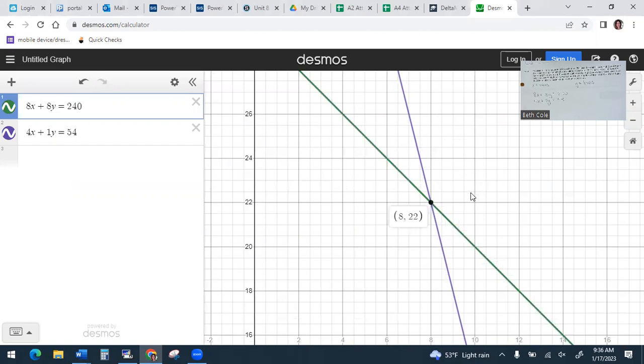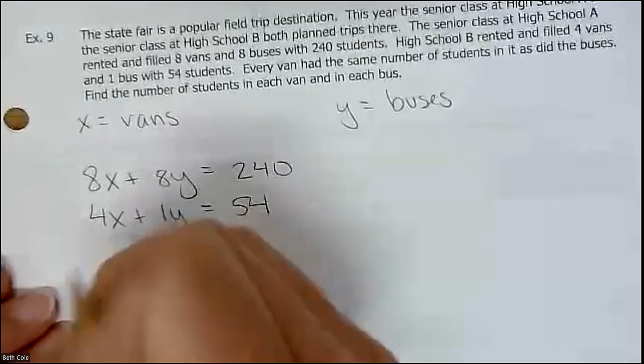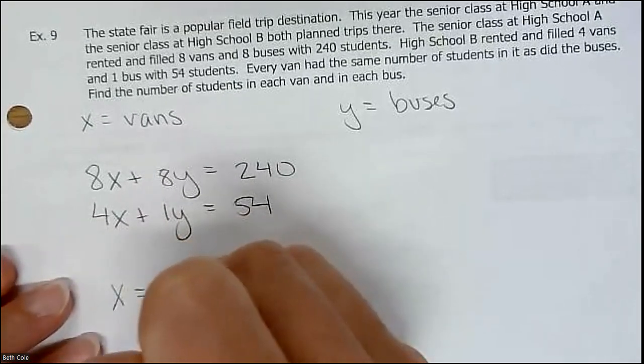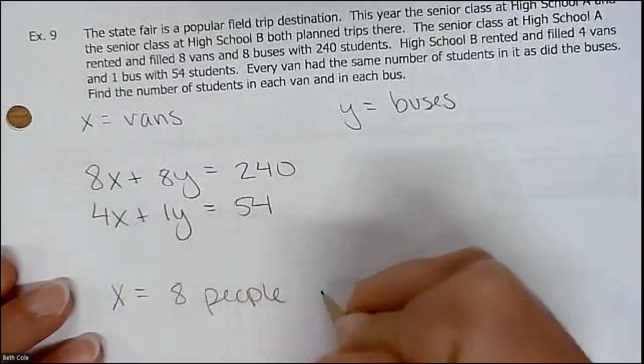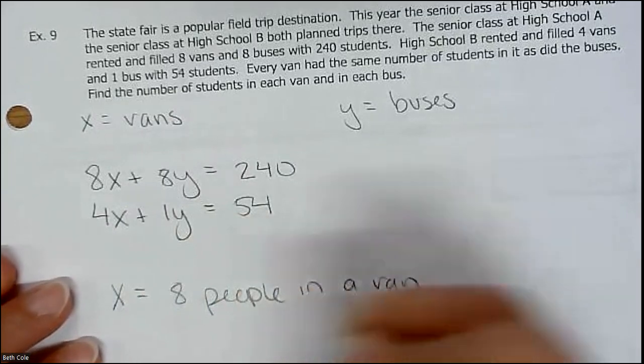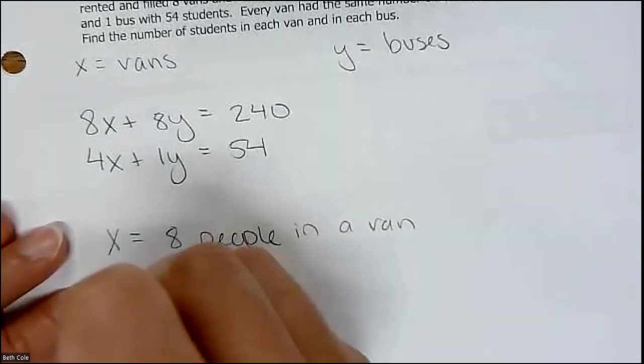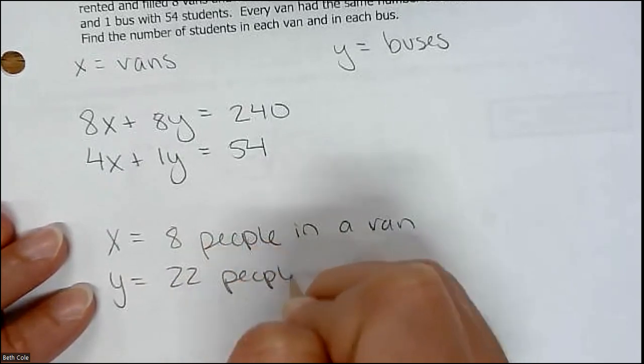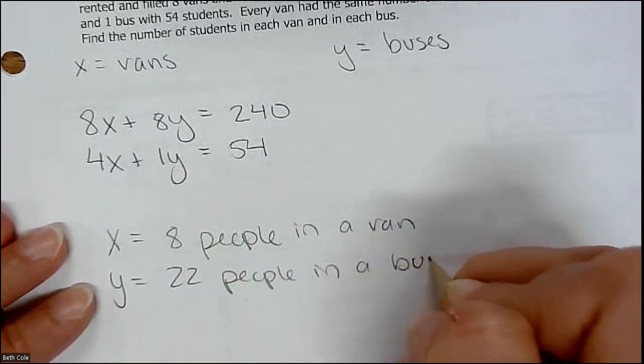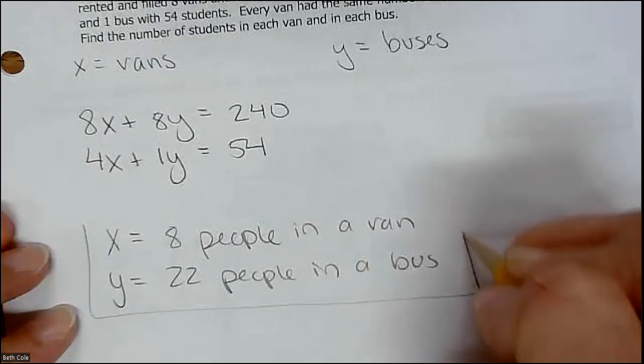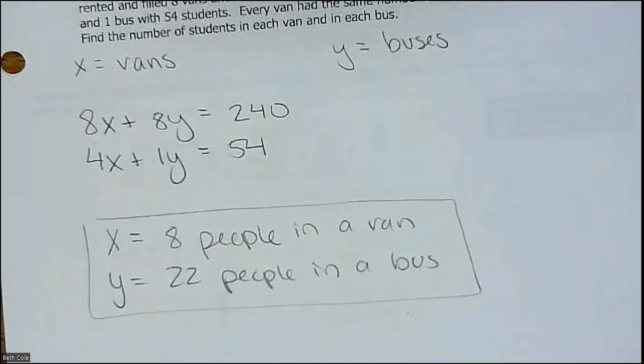You see that? 8, 22. What was x though and what was y? Because you have to remember. So vans and buses. So a van holds 8 people, a bus holds 22. So x equals 8 people in a van. Yeah, 8 people per van. y is 22 people in a bus. And that would make sense. A bus would hold more people.